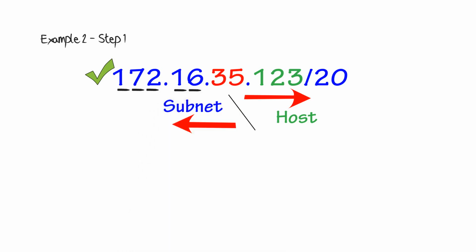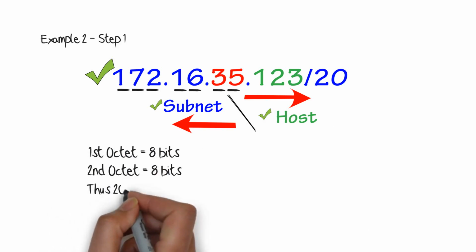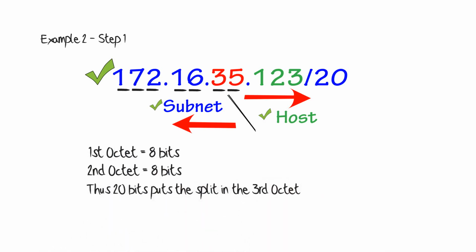Now the first octet is 8 bits in size. The second octet is 8 bits in size. So adding those together you get 16 bits. The third octet is 8 bits in size. So adding those three together gives you 24 bits. So /20 in the subnet mask means that the split between subnet and host occurs somewhere in the third octet. So once again, the first octet is 8 bits, second octet is 8 bits, thus 20 bits puts the split somewhere in the third octet.